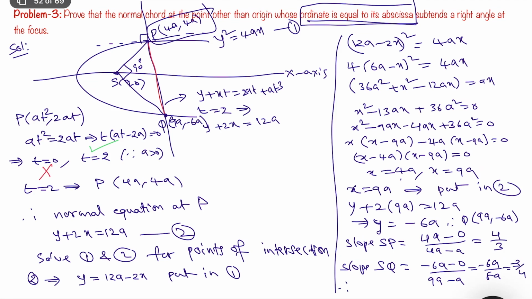As you can see, slope of SP times slope of SQ is what? 4 by 3 times minus 3 by 4, that is equal to minus 1. Therefore, we can say that this normal chord PQ subtends a right angle at the focus. Okay, fine.